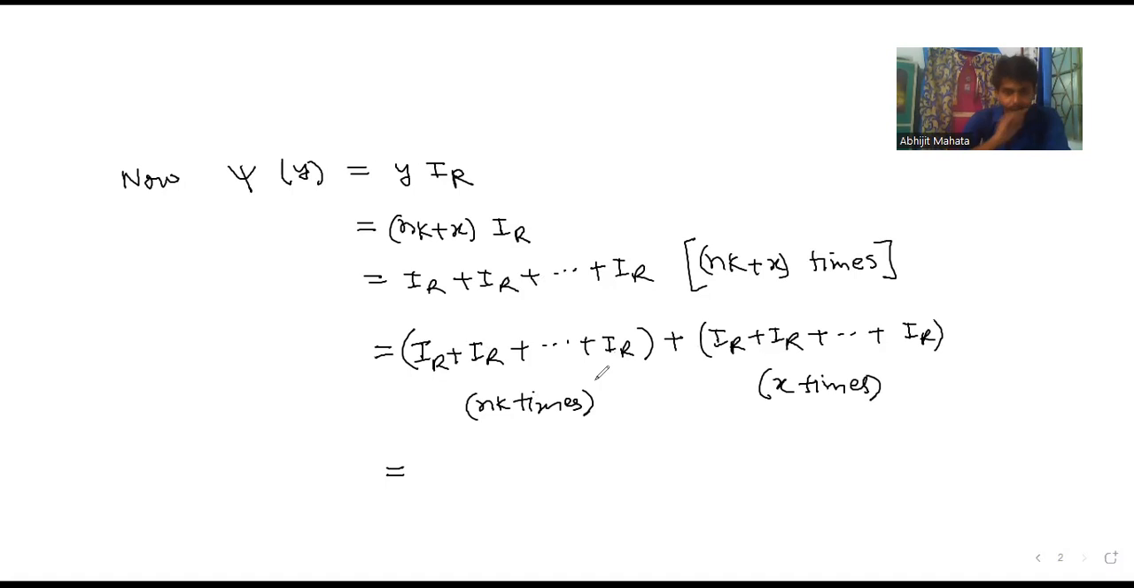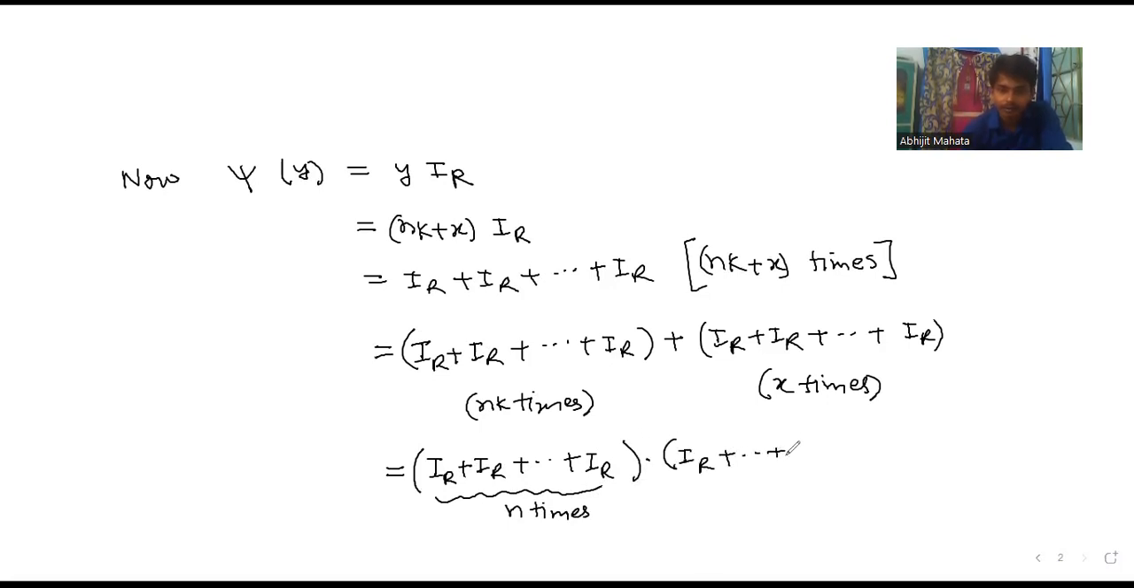this is basically, you can think here that now what you can do, the basic idea here is that you can replace this by IR plus this expression. You can also separate here, you can take n times and you multiply this with IR plus dot dot dot IR. So here how many times? This is total k times. We can do it. Okay, so why?